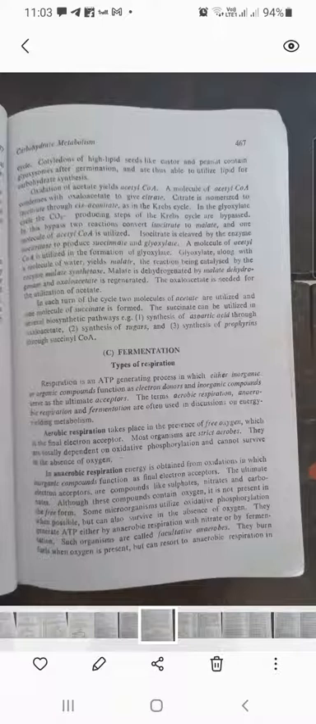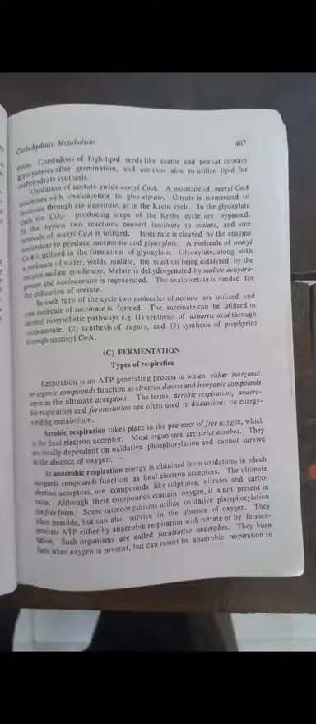We have discussed in the previous lectures the HMP, EDP, KP and EMP pathways, along with the pentose phosphate pathway, hexose phosphate pathway, TCA cycle and respiratory electron transport system, in which we have also discussed the interrelation between these pathways. Now we will discuss fermentation and types of respiration.